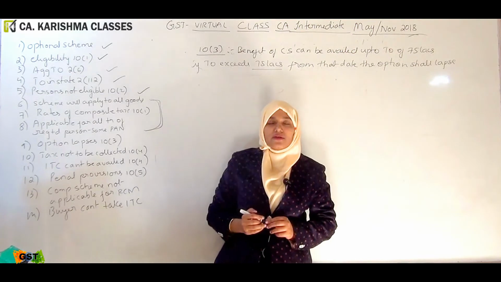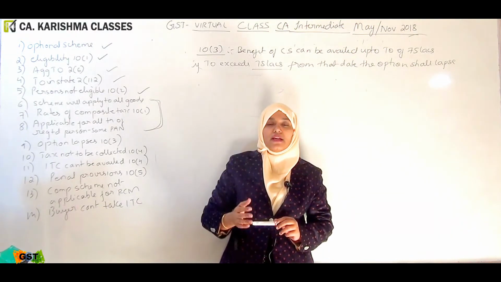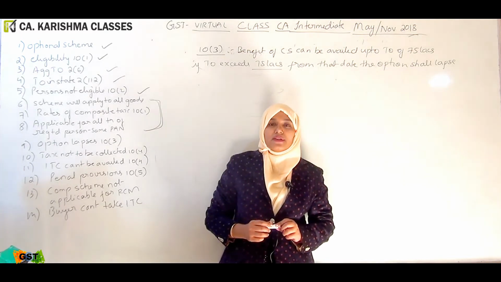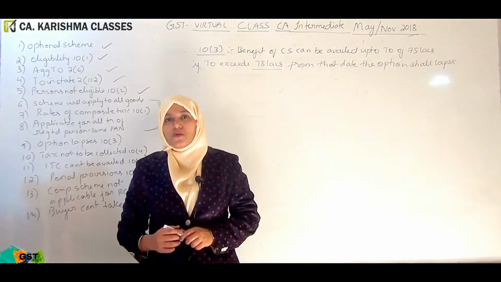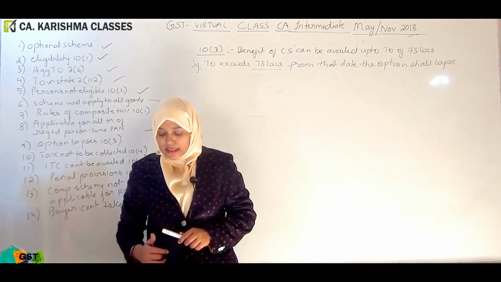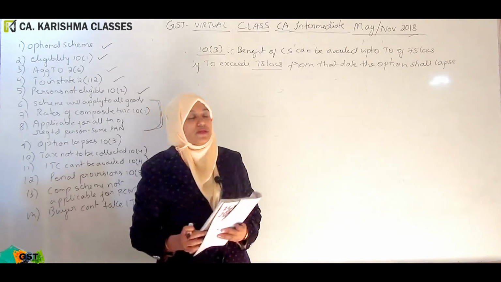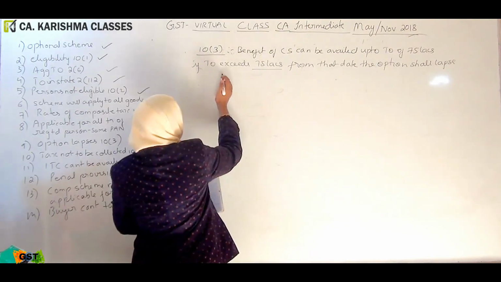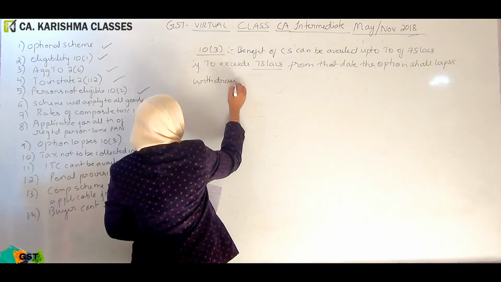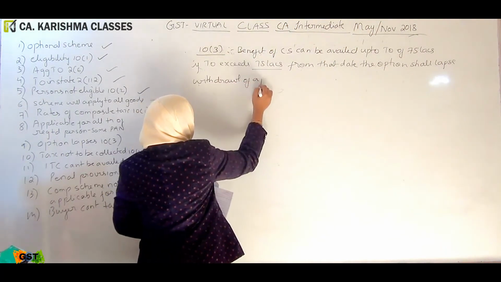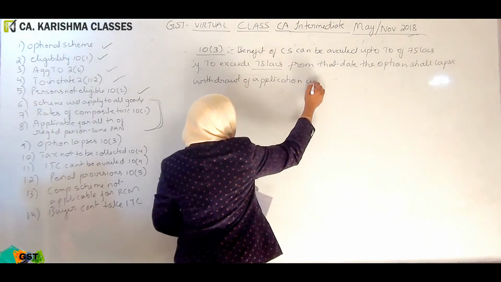Till the end of the financial year, you will not be able to continue with the composition scheme. The day your turnover is crossing 75 lakhs, this option will lapse. So when we are discussing this concept, you should read it along with another point, which is called withdrawal of application under composition scheme.